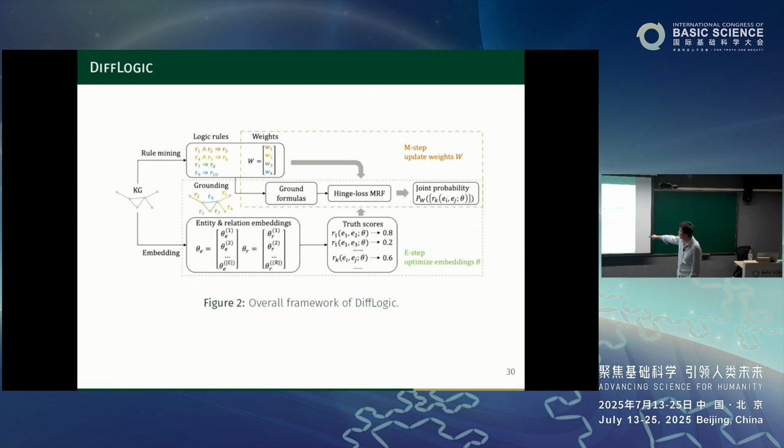Using these scores, you can define the loss based on the distance to satisfaction of the rules. Then you can define the joint probability. Then you do the overall optimization using the EM algorithm. Here, the EM algorithm means the weights can also be optimized. If the weight is fixed, you only use each step to optimize the embedding. Okay.